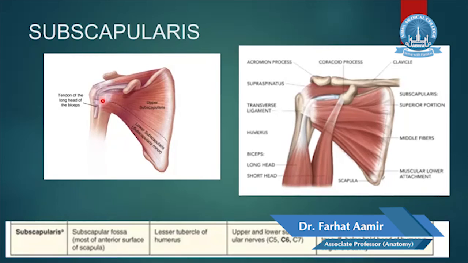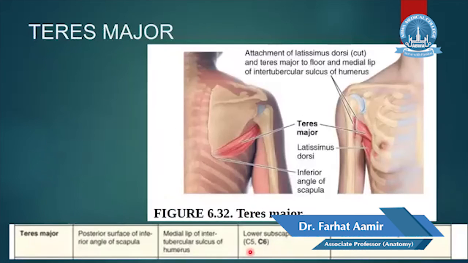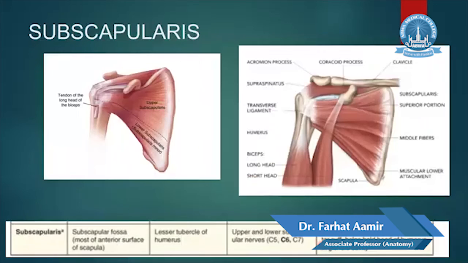which muscle is inserted over the lesser tubercle? It is subscapularis. Subscapularis is the muscle which is inserted over the lesser tubercle of the humerus. What is the nerve which is supplying the subscapularis? It is the upper and lower subscapular nerve. Teres major was supplied only by the lower subscapular, but the subscapularis is supplied by the upper and lower subscapular.